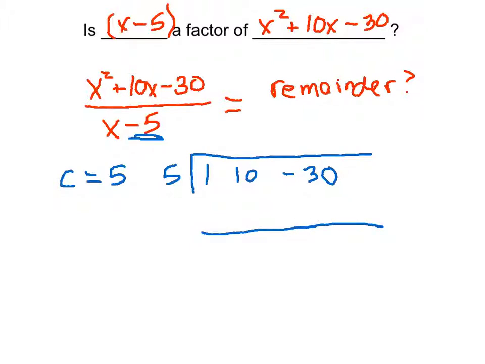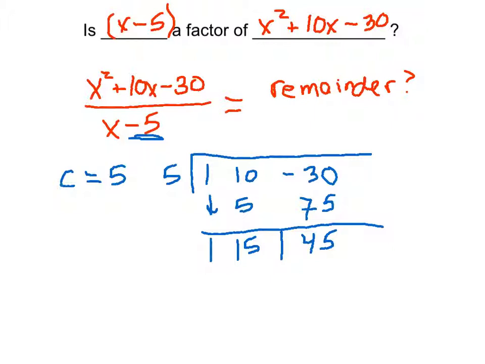So now if I follow my synthetic division steps, I bring down the 1, I multiply 5 times 1 and put that here, so that's going to be 5, and I add down. So 10 plus 5 is 15. And now I multiply 5 times 15. I get 75. And I add down, I'm going to get 45.